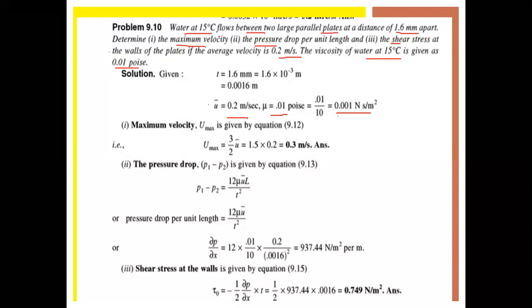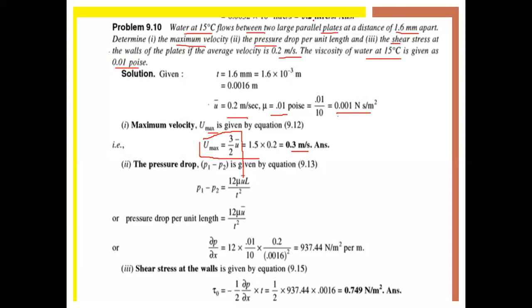Then what is the thing you have to find? You have to find the maximum velocity, U max. Therefore, U max is equal to, this is the formula you have to make a note of. So U max is equal to 3 by 2 U bar. That is 3 by 2 into 0.2, that is 0.3 meter per second.